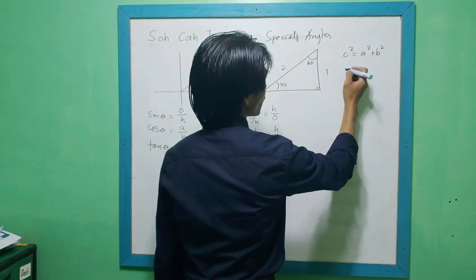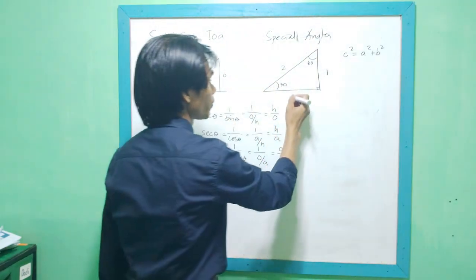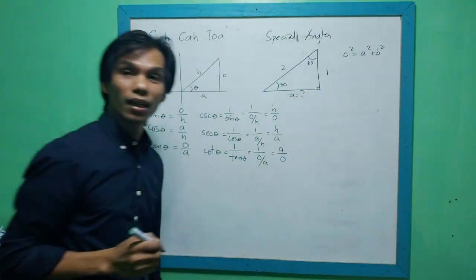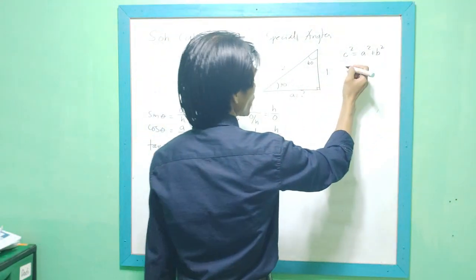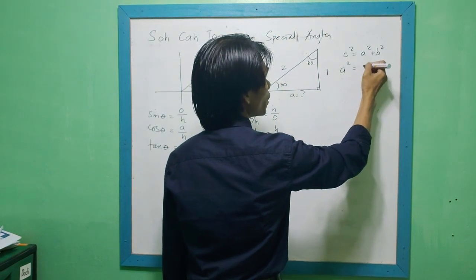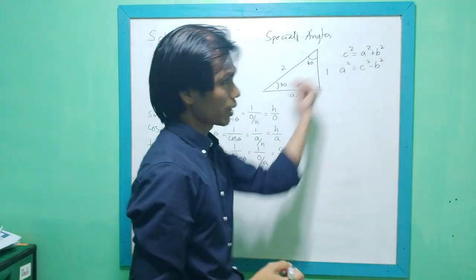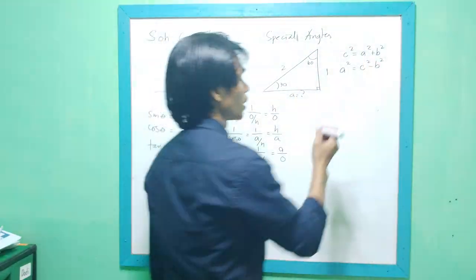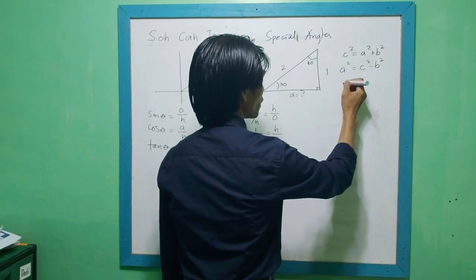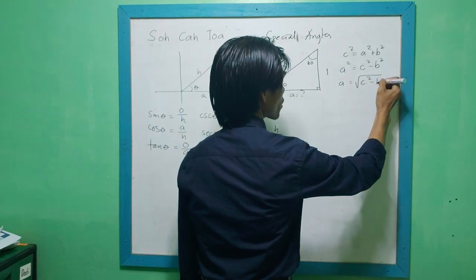So, i-substitute lang natin dito. Ano hinahanap natin? We're looking for a. For example, this is your a. At hinahanap mo to, what is it? Yan. So, meron na tayong, we have a squared is equal to c squared minus b squared, di ba? So, nilipat lang natin yung b. Okay? So, we're looking for a squared. Therefore, a is equal to square root of c squared minus b squared.